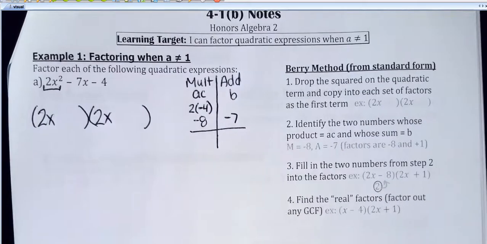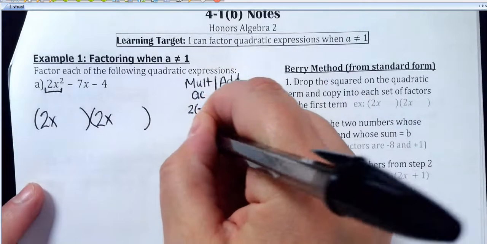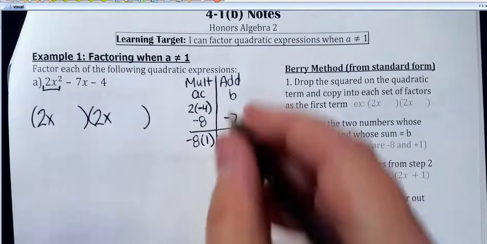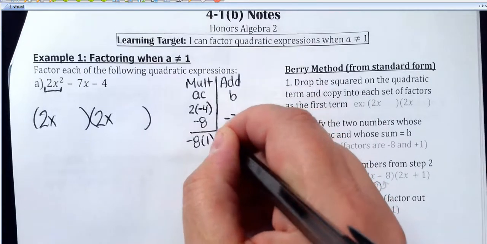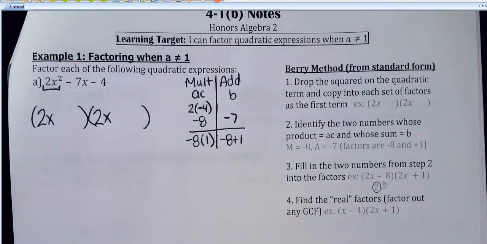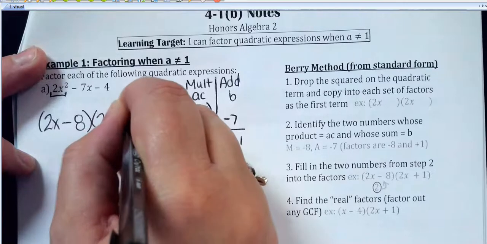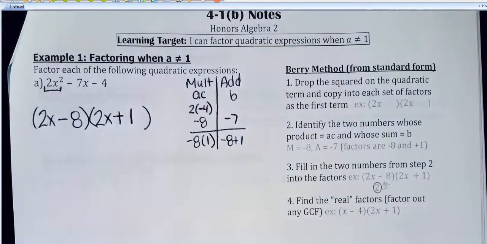Can anybody think of two numbers that multiply to -8 and add to -7? Good. One has to be -8, the other has to be 1. -8 times 1 is -8, and -8 plus 1 is -7. It doesn't matter which one, so make one of them a -8 and fill the other one in with a +1. It doesn't matter which one comes first or second. Again, this is not going to be the answer, because if I foiled that back out, that is not going to be the factored form of what you have written above.